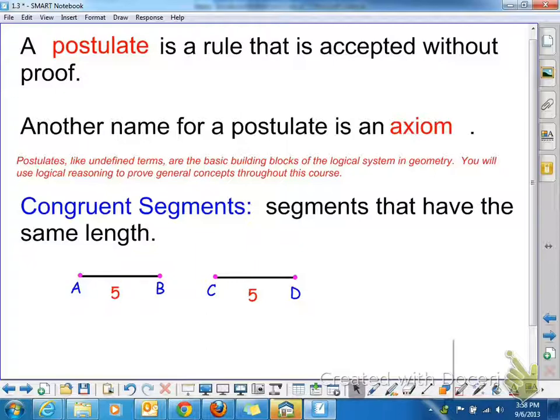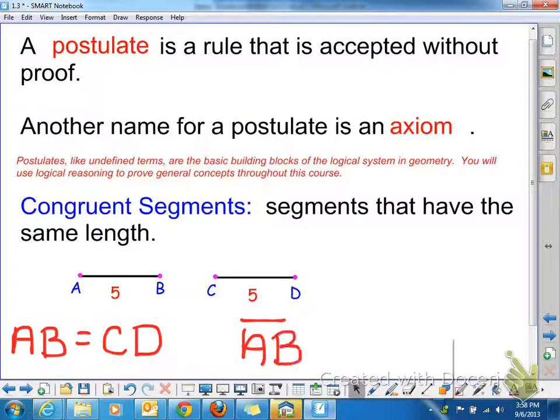Because AB is equal to CD, then segment AB is congruent to segment CD. The symbol for congruence is an equal sign with a tilde over it. This means congruent.